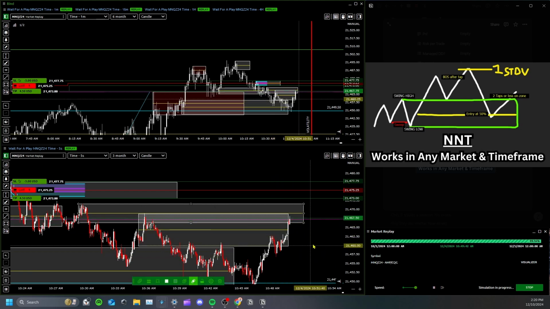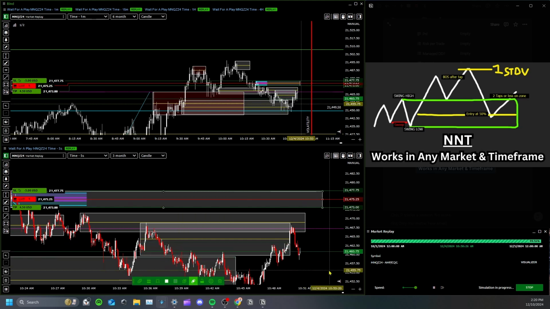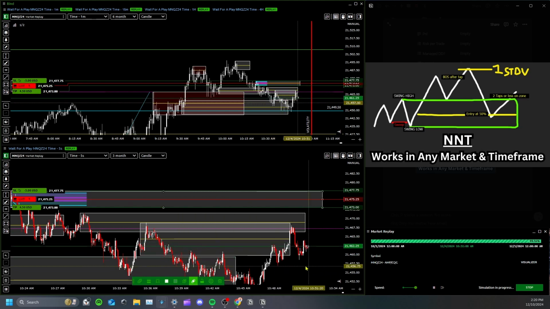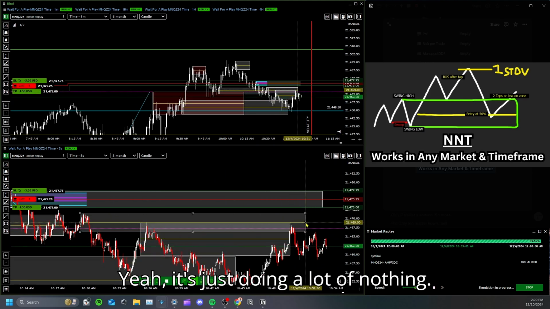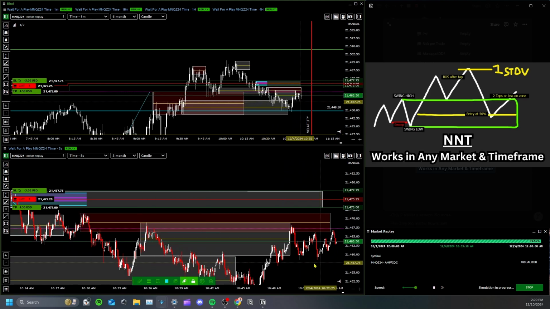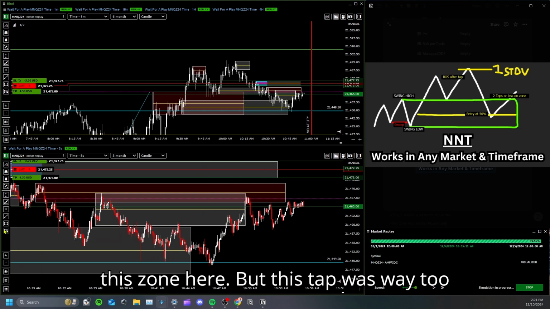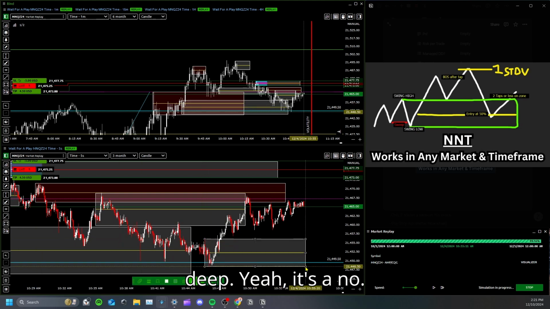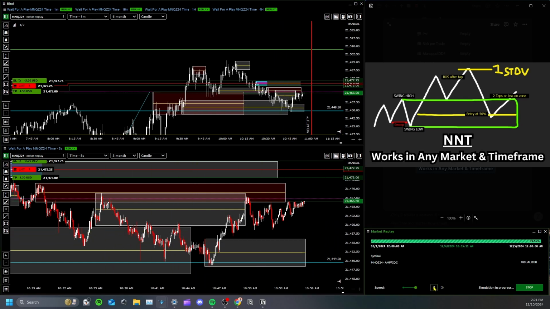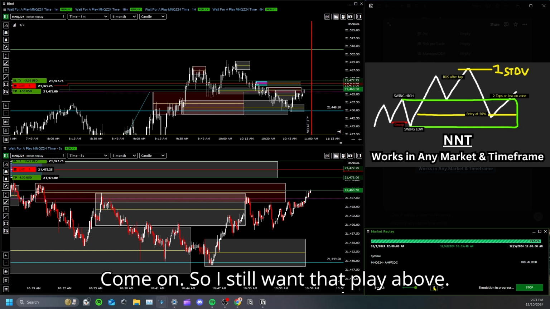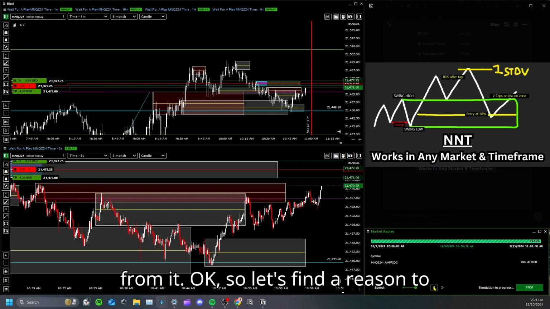Okay, in this zone. Yep. Come on, give me something, buddy. Yeah, it's just doing a whole lot of nothing. Make this red. It's pretty bad price action here. See a zone here, but this tap was way too deep. Yeah, it's a no. Come on. So I still want that play above. Just don't like how far we've gotten away from it.